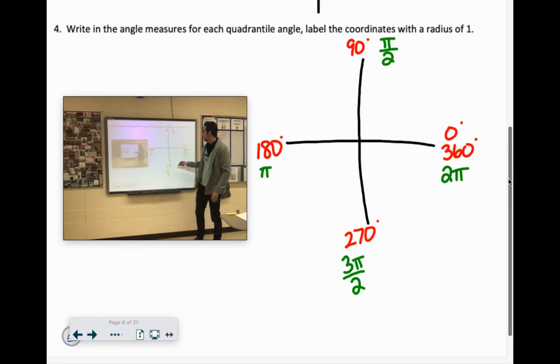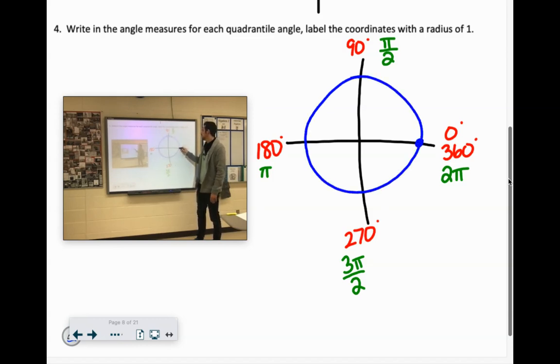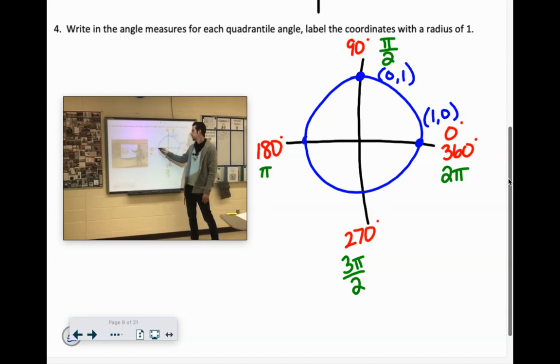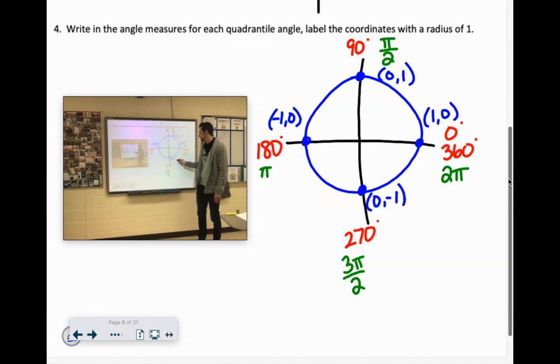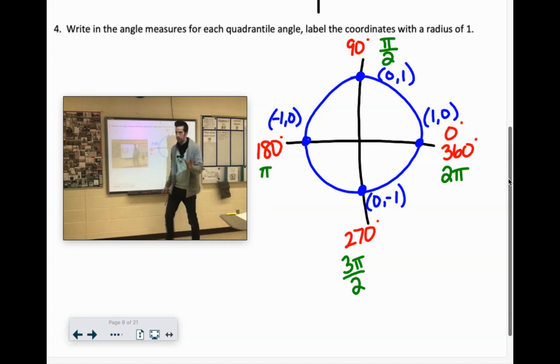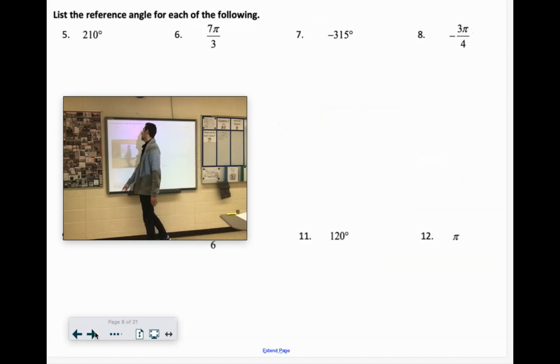Let's also go ahead and put the coordinates. We'll put our circle on there. So to the right would be 1, 0. Straight up would be 0, 1. Straight to the left would be -1, 0. And down here for 270 would be 0, -1. Awesome. That wasn't too bad. Getting to the next slide, that's the tough part.